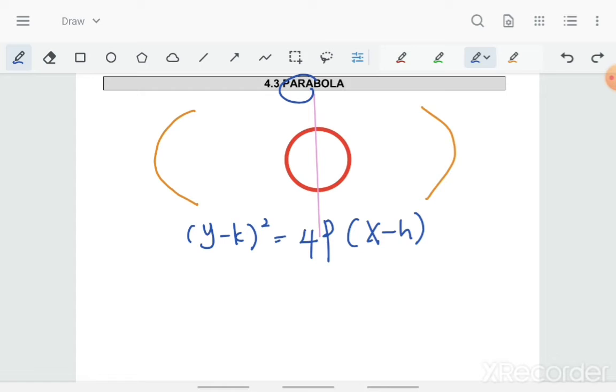Okay, so the next part is, what are the parameters here? What are K, P, and H? Do the same way. This is what we call the vertex.